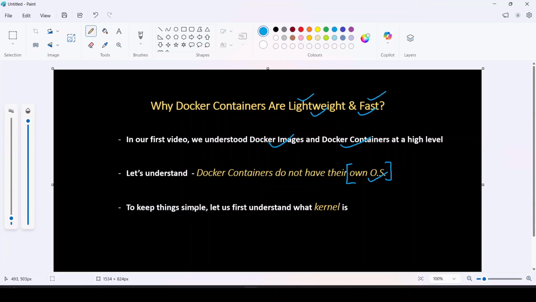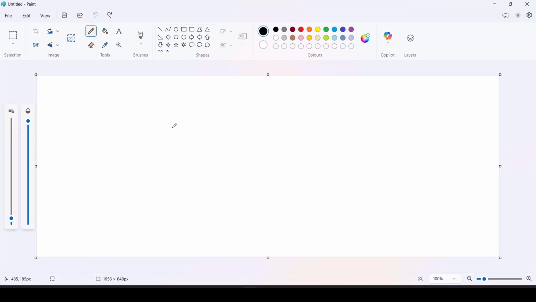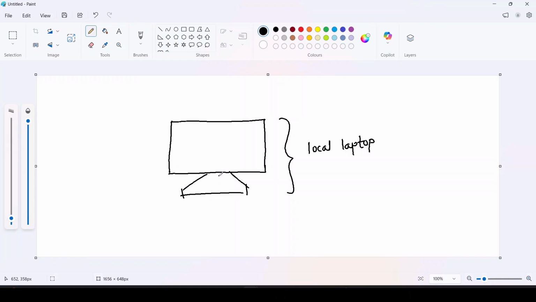Now guys, to keep things simple and make it easier for you to understand, let us first understand what kernel is. So guys, imagine this is your local laptop, and this local laptop obviously has CPU and memory, that is, it has hardware, right? So let's say this is the hardware of our local laptop.